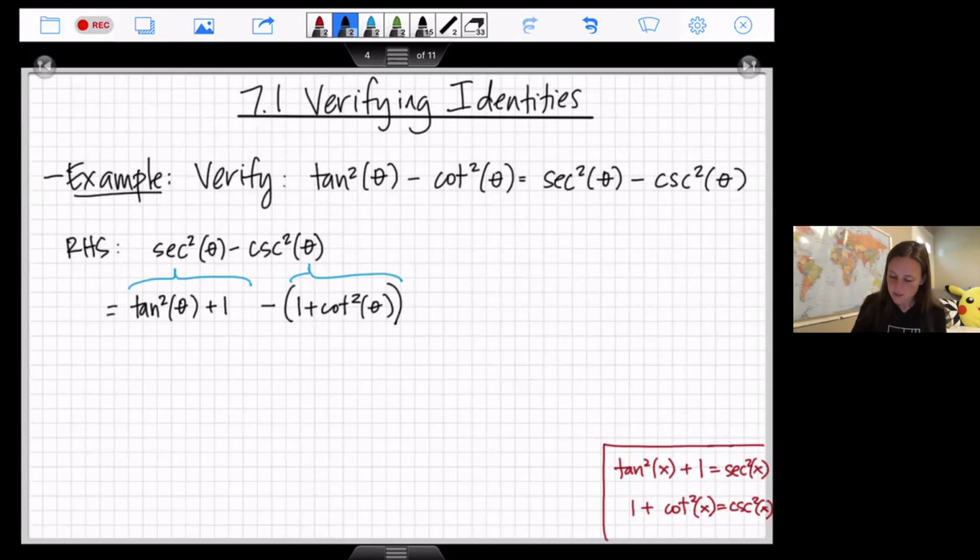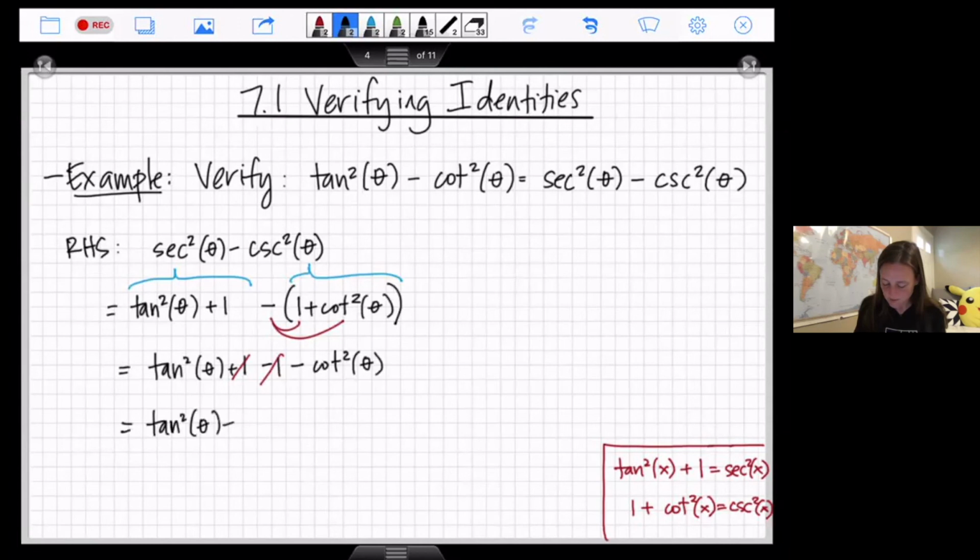All right, so let's see what happens when I do that distribution. I've got tangent squared plus 1. Distribute that negative sign, and I've got minus 1 minus cotangent squared. This one was much easier than the last one, right? Because our negative ones drop out, and we have exactly what we wanted, right? Tangent squared minus cotangent squared. All right, and that is our left-hand side.